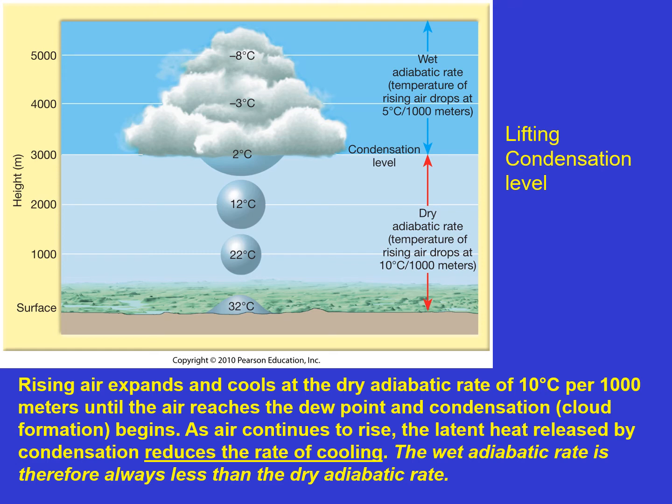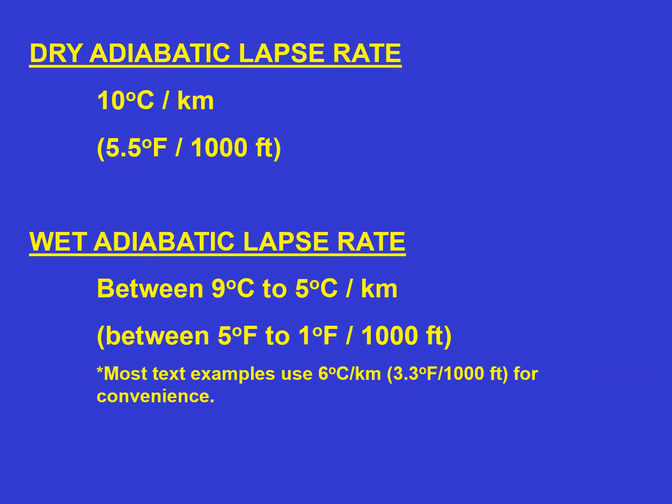So we're going to see that there is a dry adiabatic rate, or the typical amount of cooling that we expect with an increase in altitude, and then there's also a wet adiabatic rate. And the wet adiabatic rate does not kick in until you reach the lifting condensation level. But that last sentence down there in italics, make sure you get that written down in your notes. That's definitely an exam question. The wet adiabatic rate is always less than the dry adiabatic rate. Why? Because of condensation releasing latent heat energy.